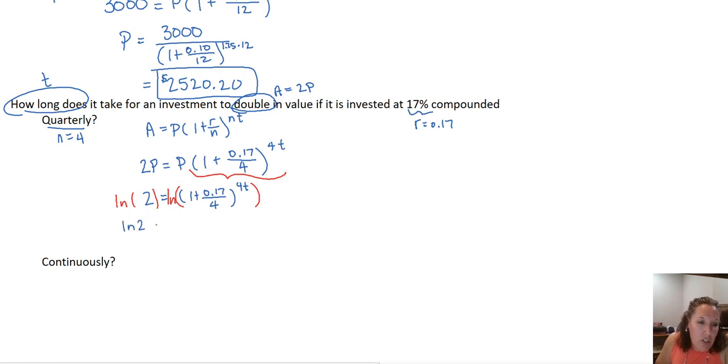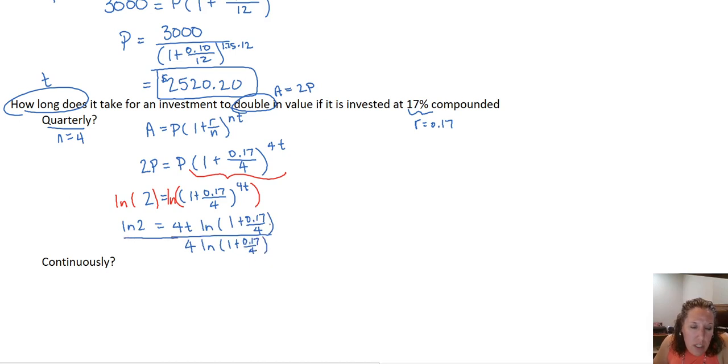So we'll get the natural log of 2 on the left. And on the right-hand side, the benefit of taking that natural log is we can use the power rule to bring that exponent down front. So we can write that as 4t times the natural log of what's inside that parenthesis. And then to get t by itself, we're going to divide both sides by 4 times the natural log of that parenthesis. So we get the natural log of 2 over 4 natural log of 1 plus 0.17 over 4.